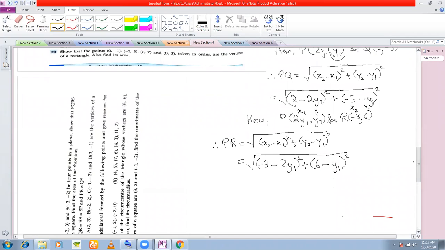We have found out the distances PQ and PR. Now, according to the problem, P is equidistant from Q and R. So, therefore, PQ must be equal to PR.